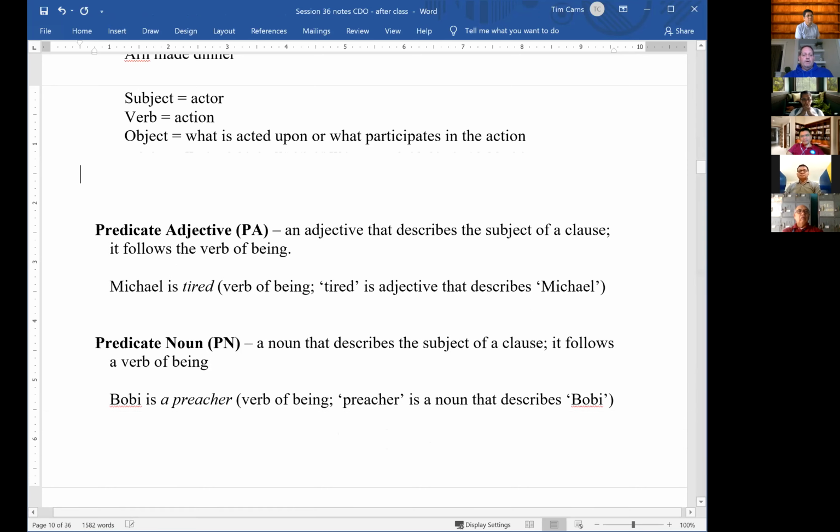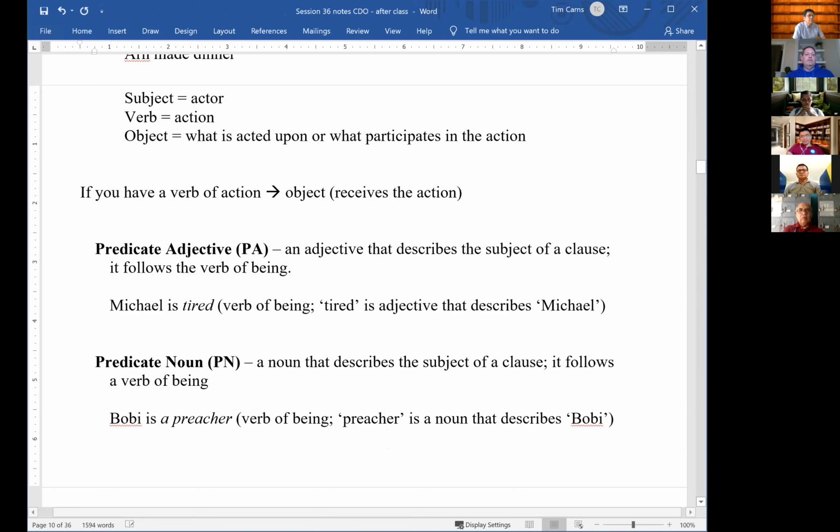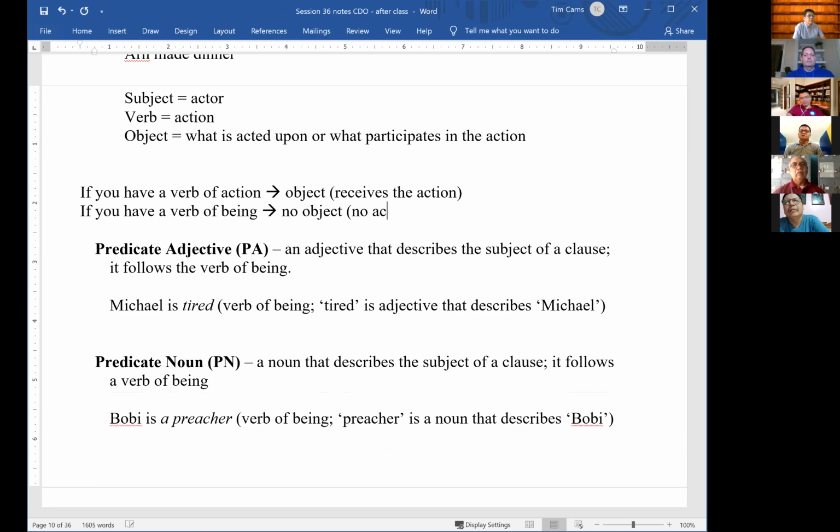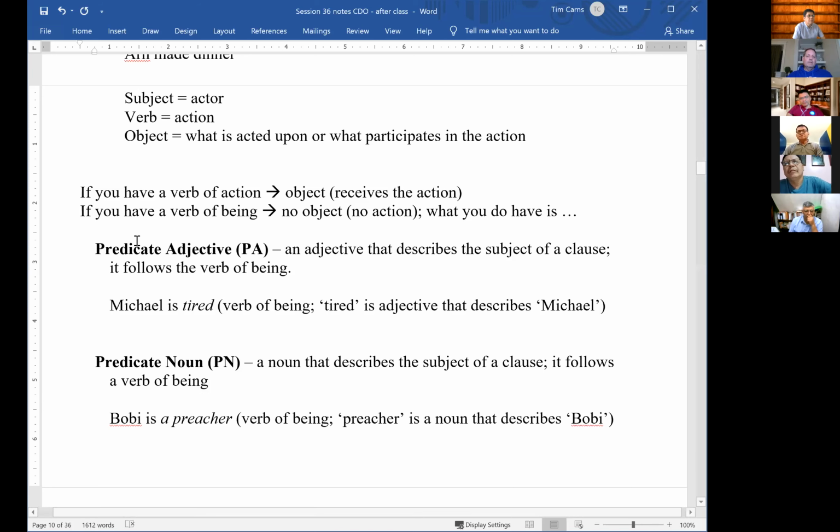All right. Now, so if you have a verb of action, then you can have an object, right? Because again, the object receives the action. But if you have a verb of being, all right, there is no object. Why? Because there's no action. But what you do have is these two possibilities, what's called a predicate adjective or predicate noun. I won't explain why that word predicate's there. It would be a long discussion.